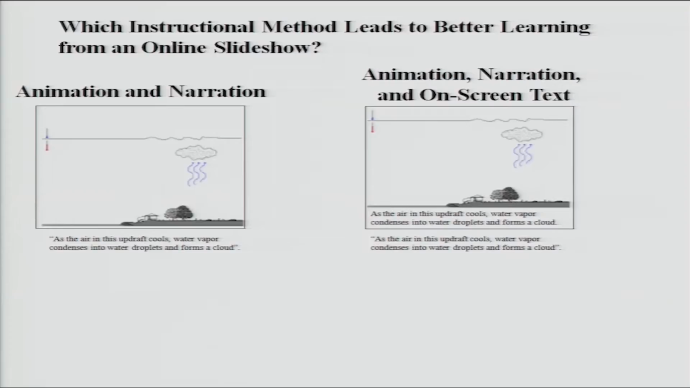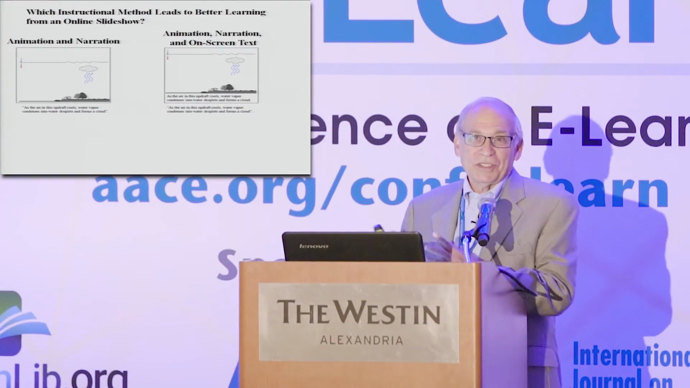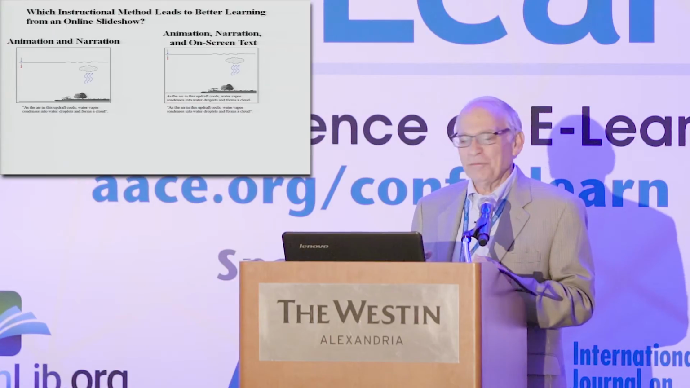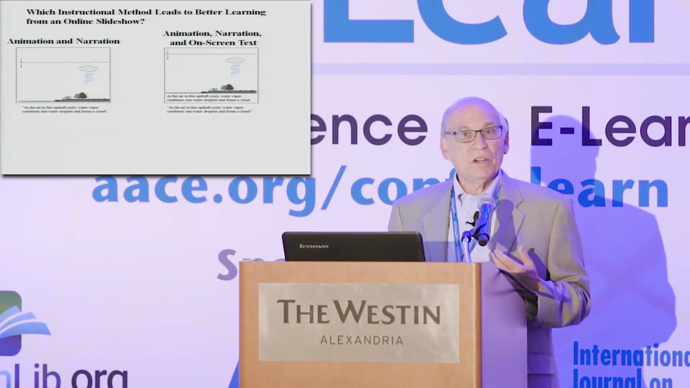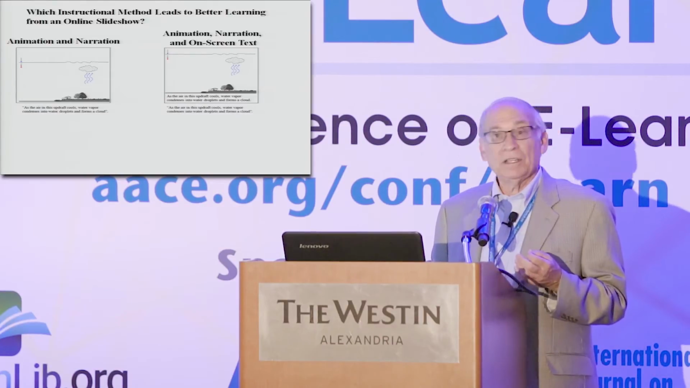You might think it would be a good idea to add also on-screen text. So the frame on the right shows, as the air in the updraft cools, water vapor condenses into water droplets and forms a cloud, is now printed on the screen as well as spoken by the narrator. You might think that's better because if you're more of a reader, you could read it. If you're more of a listener, you could listen. It gives you a better chance to use your own personal learning strategy. But what we find in our research is that adding that redundant on-screen text depresses understanding of the lesson.